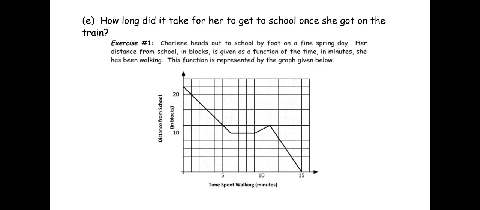Lastly, we look at part E. How long did it take for her to get to school once she got on the train? Again, you're going to start from where she got on the train to where the graph ends, and then you look to see the time elapsed, and that would be 4 minutes.